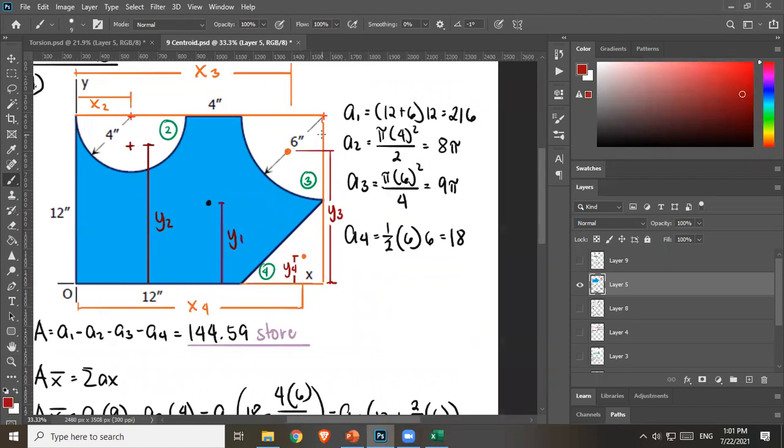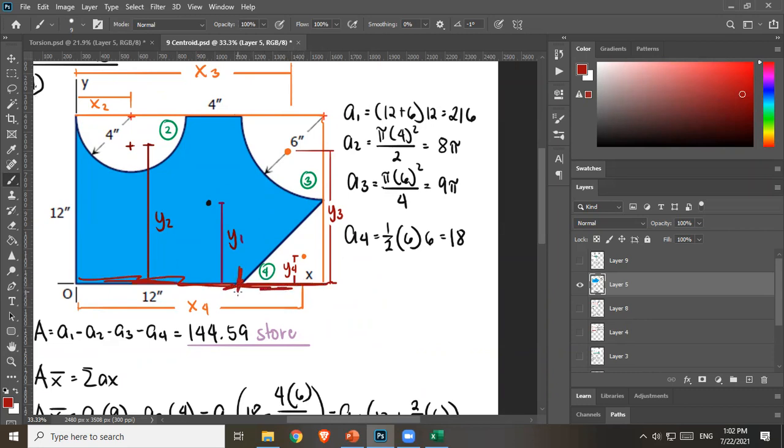So let's start with area 1. Again, your total rectangle, base times height. So let's first compute for the base. So this is the total base. It's not given. It's not 12. 12 is only up to this point. So I need to know the rest.